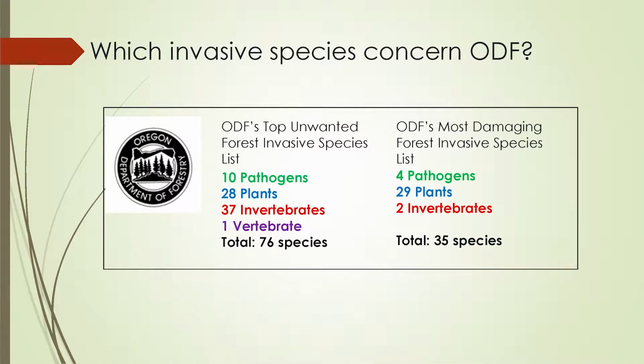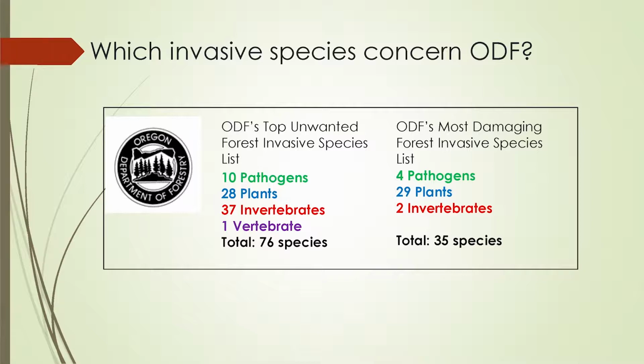The Forest Health Unit at Oregon Department of Forestry has reviewed several state, national, and international databases and has identified over 100 invasive species that are either currently causing significant damage to Oregon's forests or that are not present in our state but appear to be on the horizon. Many of these species have the potential to affect urban and community forests across the state. These lists are split between the top unwanted, or those that are not established in Oregon, and the most damaging, those that are already here.